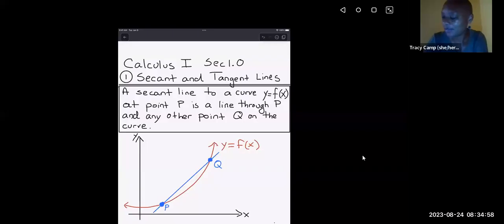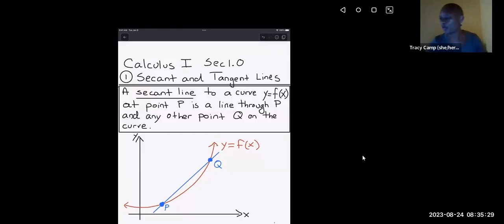So, definition of a secant line. A secant line to a curve y equals f of x at a point P is a line through P and any other point Q on the curve. So I just drew a picture. You see a curve, the red curve, and I just made up a point P on the curve. And the secant line is just a line that goes through P and then any other point on the curve, which is oftentimes referred to as Q.